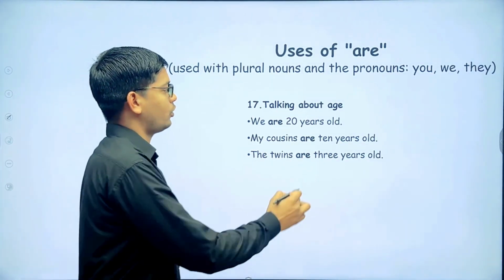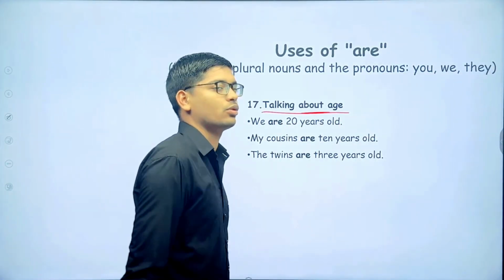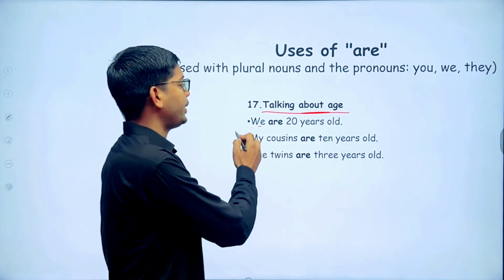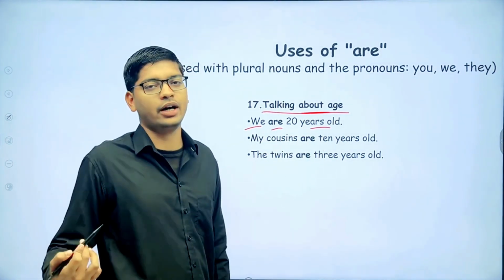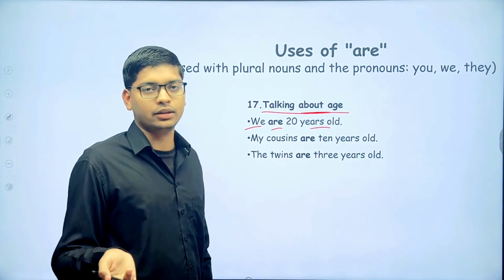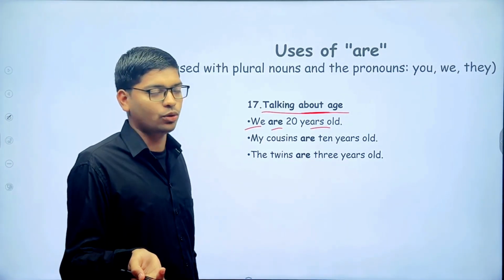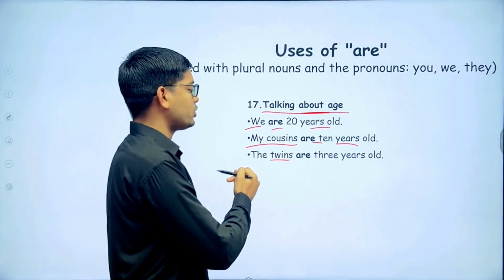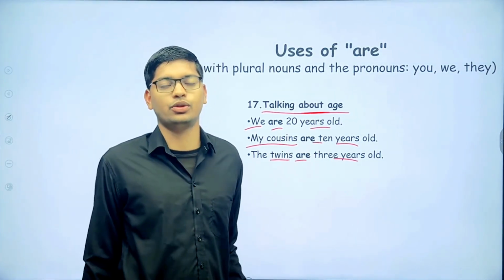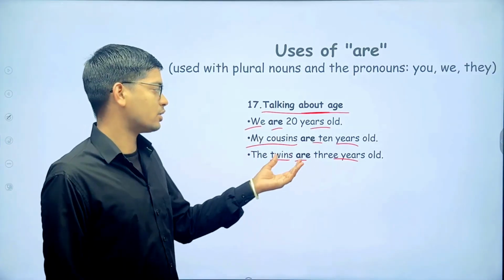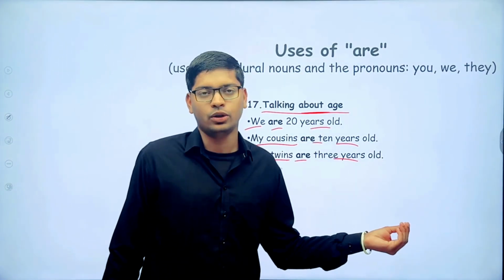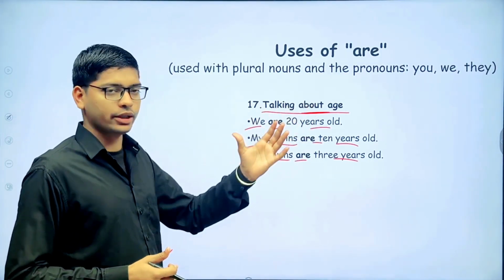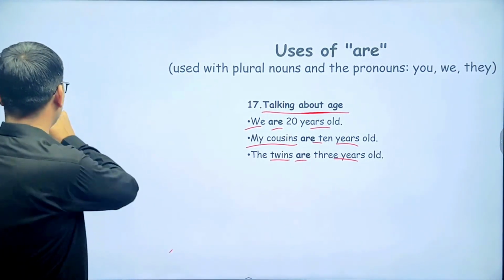Next use here, to talk about age. You can use are. For example, we are 20 years old. You are 30 years old. You are 15 years old. My cousins are 10 years old. The twins are 3 years old. Like this, you can use are to talk about age. Let's see the next use.